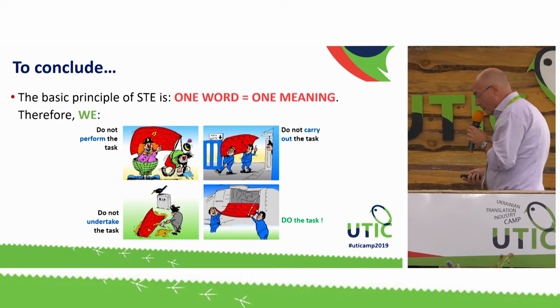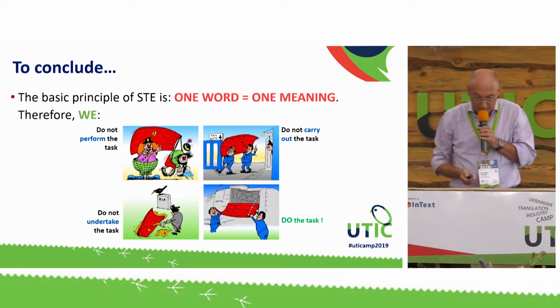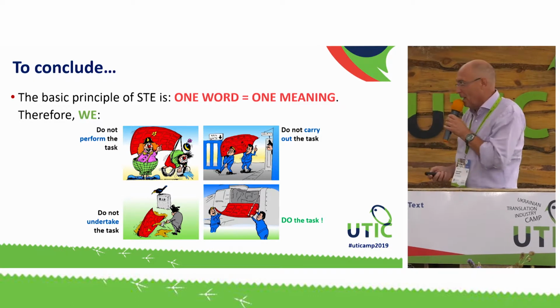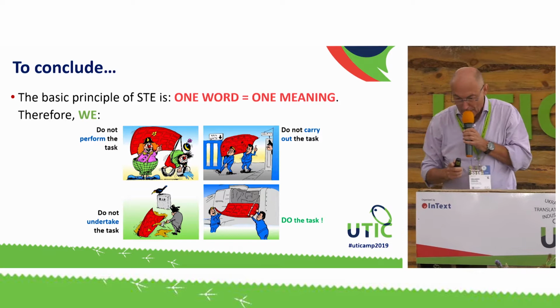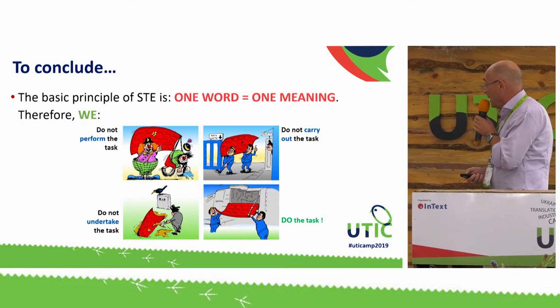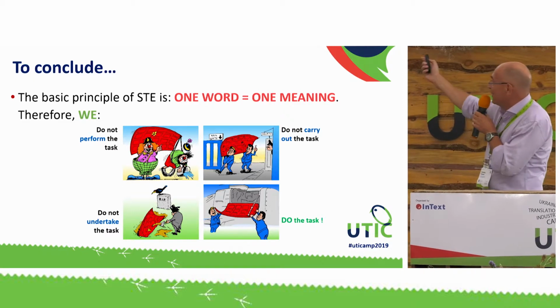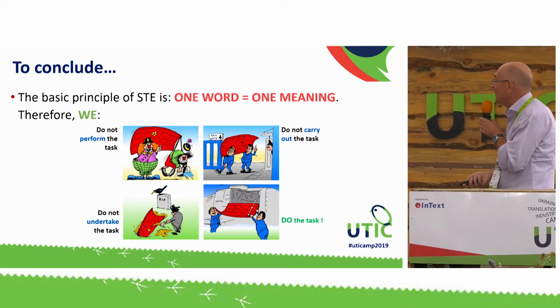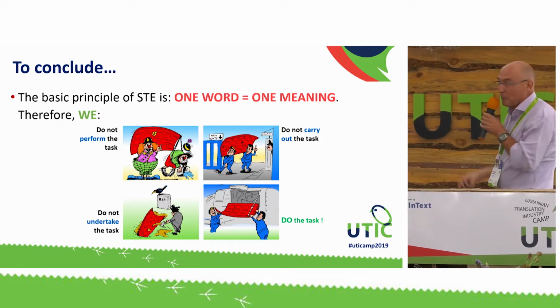So we are getting to the end of this presentation, and I would say the basic principle of simplified English is one word, one meaning, and one part of speech. So this is a joke. Say we do not perform the task, we do not carry out the task, we do not undertake the task, we simply do the task.